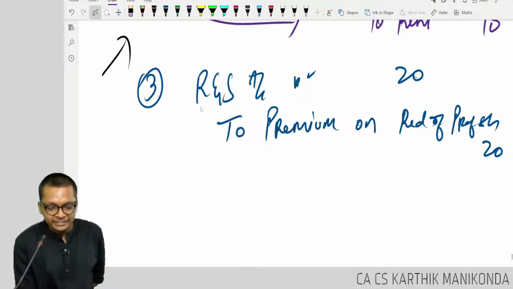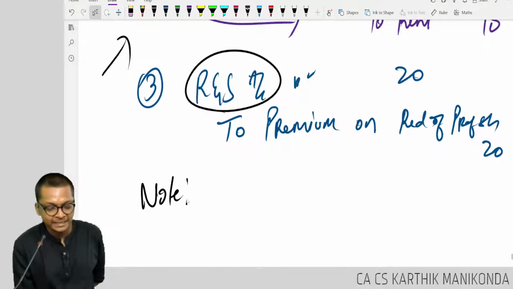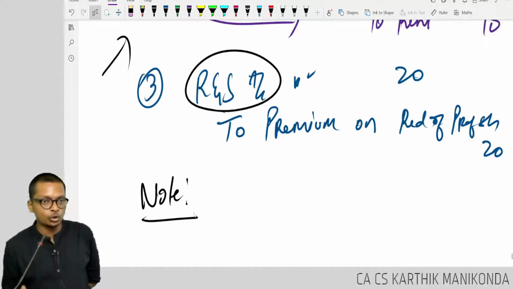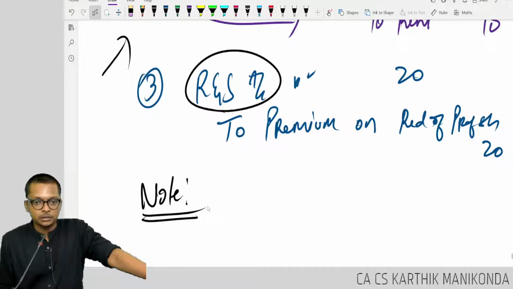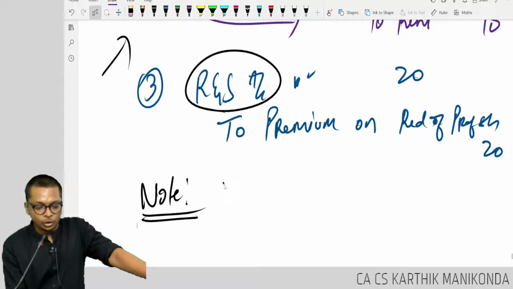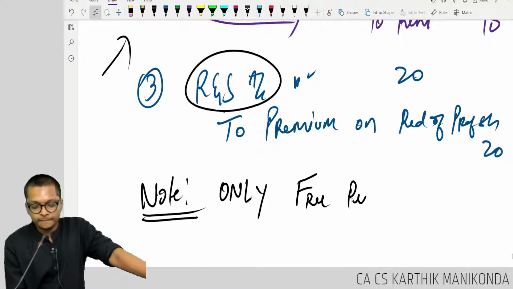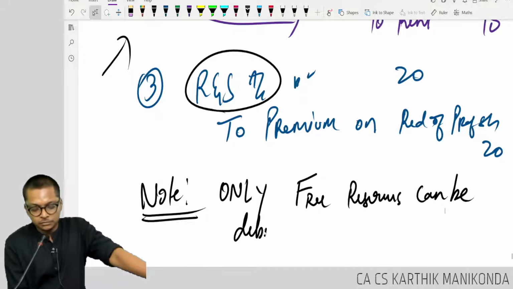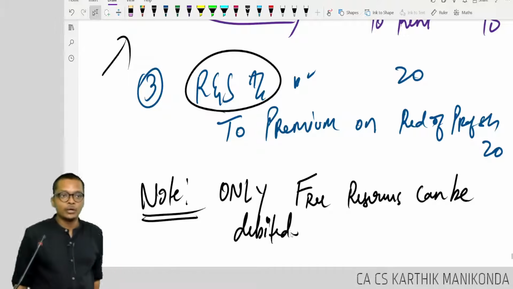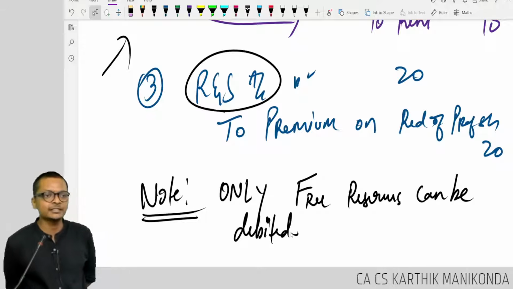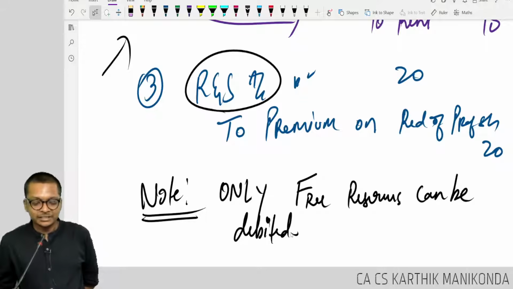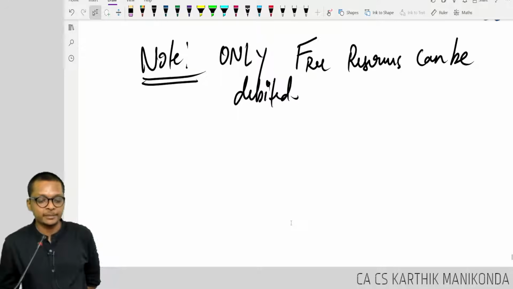But which reserve can you debit? Can I debit any reserve of my choice? No. Write down note. Only free reserves can be debited. Only free reserves can be debited. Are you following, guys? Which reserve? Free reserves. Sir, can I debit securities premium?